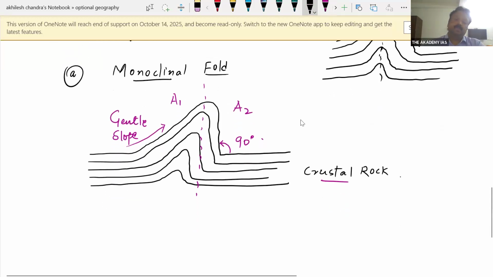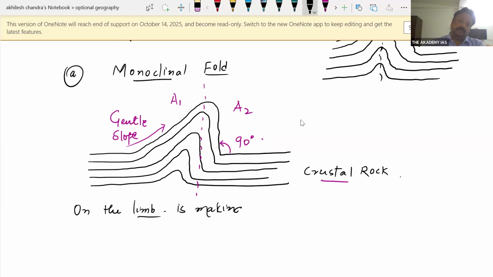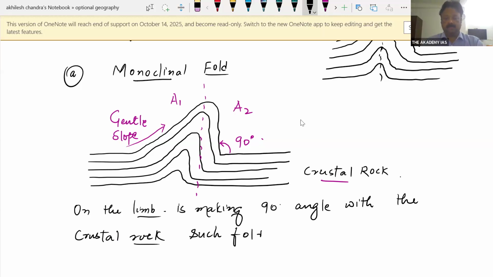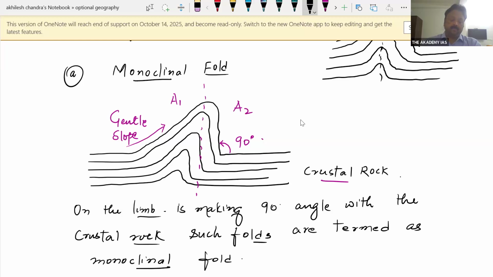So you can write, one of the limbs is making a 90-degree angle with the crustal rock. Such folds are termed monoclinal.